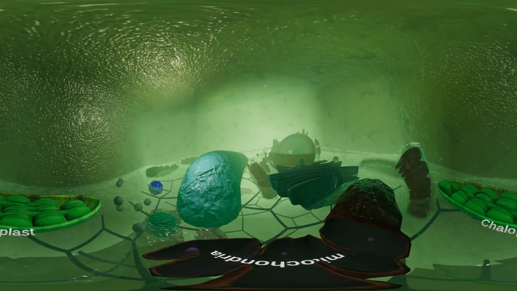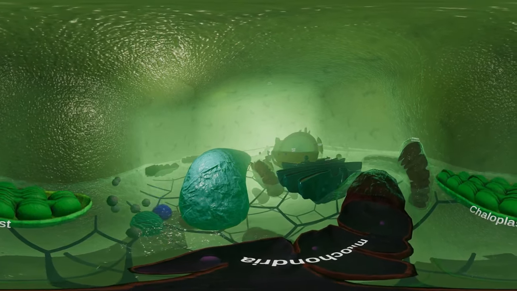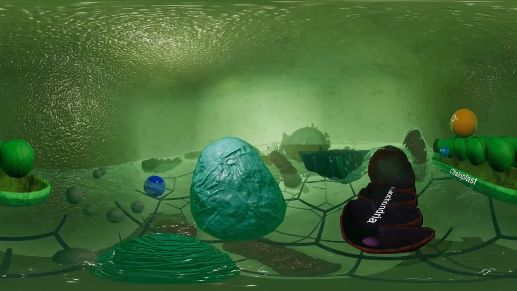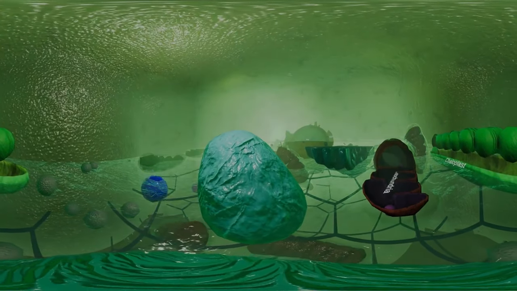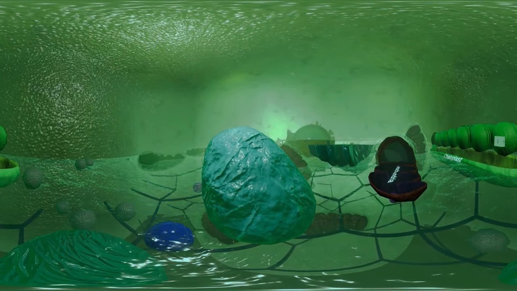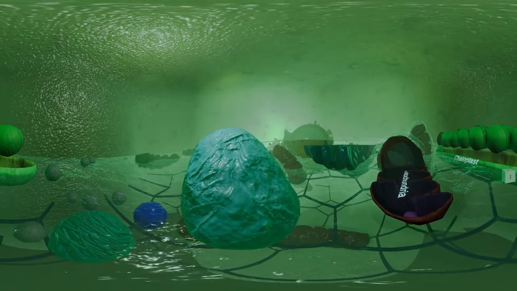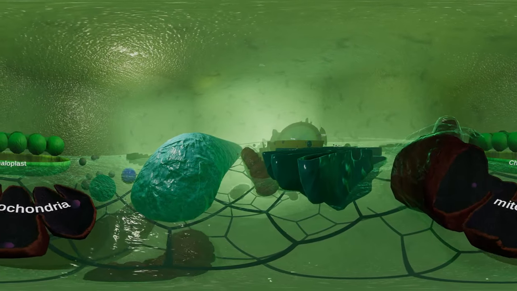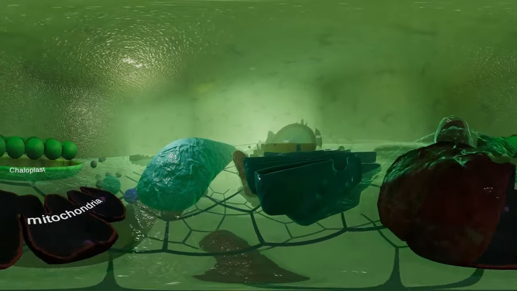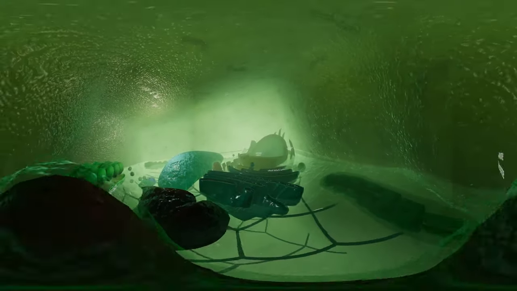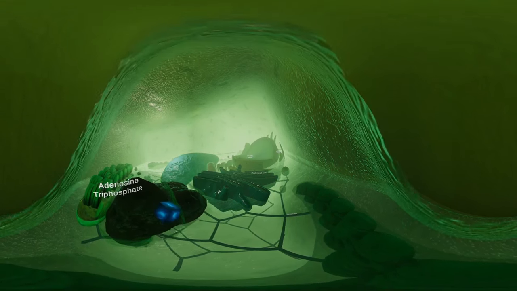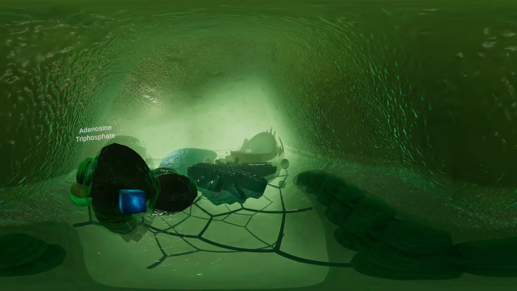Here are the chloroplasts. The amazing process called photosynthesis happens inside the chloroplasts. With the help of light, carbon dioxide, and water, it makes food in the form of sugar. Chloroplasts are unique to plant cells and not present in animal cells. Mitochondria is the powerhouse of the cell. Sugar goes to the mitochondria and is converted into energy packets called ATP, adenosine triphosphate. This ATP becomes the source of energy to power many activities and processes occurring in the plant cell.